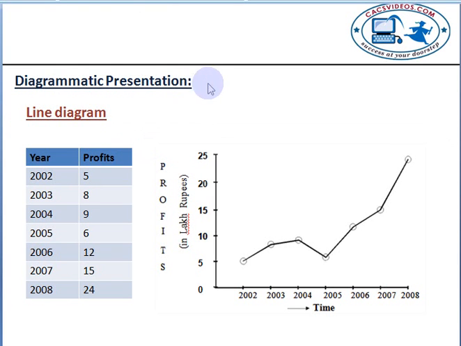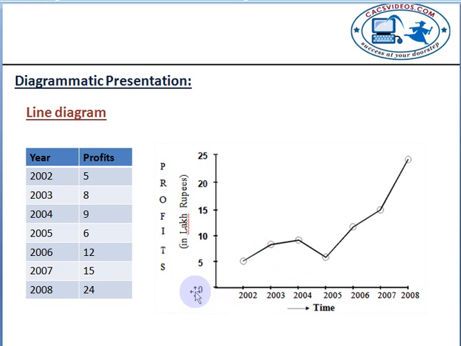The first way of diagrammatic presentation is the line diagram. Here data can be presented in a line diagram. As I told you before, tabular presentation is mandatory for any type of diagrammatic presentation, so from this table we will draw this line diagram. In 2002, the profit made by that company is 5 lakhs in rupees. So in 2002, we'll make one dot. In 2003, the profit made by that company was 8.